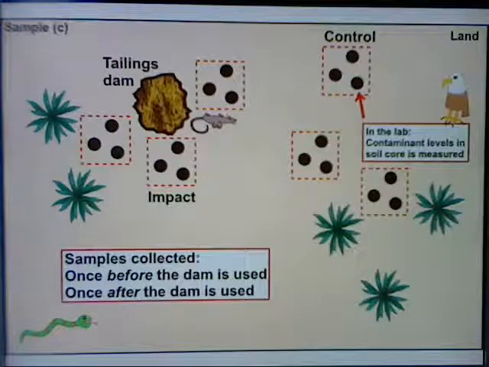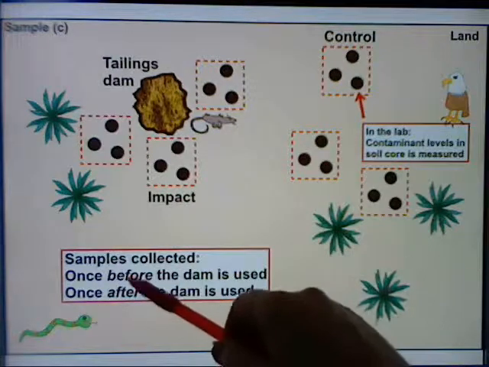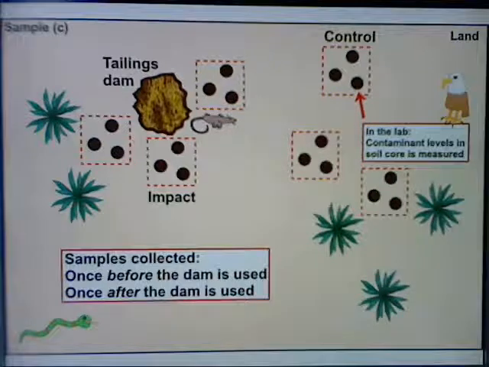This design also has reference to when the samples are taken. Samples collected once before the dam is started to be used and once after the dam is operational. So we've got a single temporal factor here, which is before versus after, or impact status, operational, non-operational. In all of these cases, the words that are used, the particular labels, don't matter. It's the underlying idea or concept that's important.